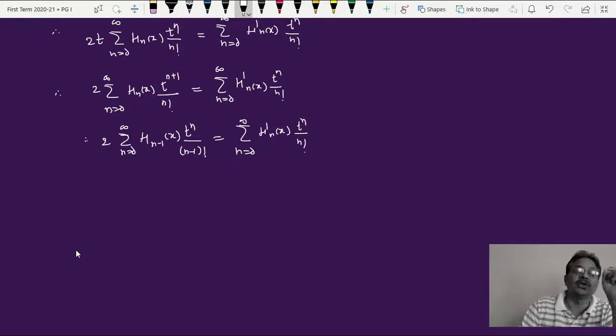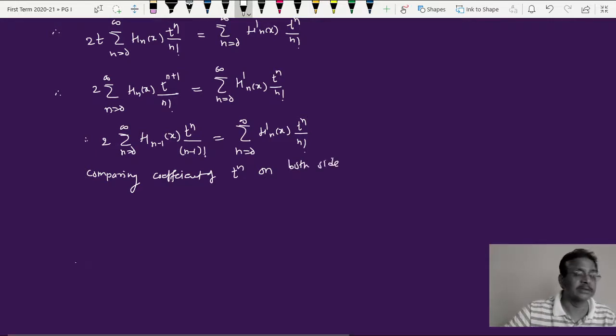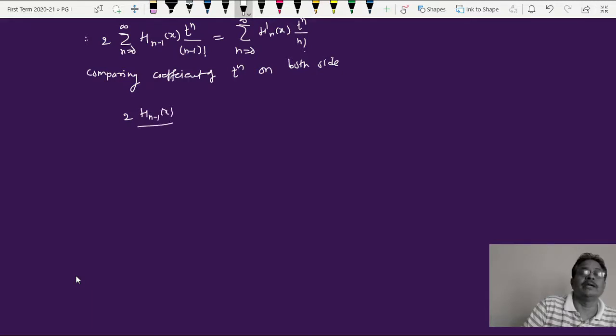So compare the coefficients of t raised to n on both sides. Comparing coefficients of t raised to n on both sides, simple as compared to earlier, on the left hand side I'll get twice H n minus 1 of x divided by n minus 1 factorial, and one more thing is there. What is that?